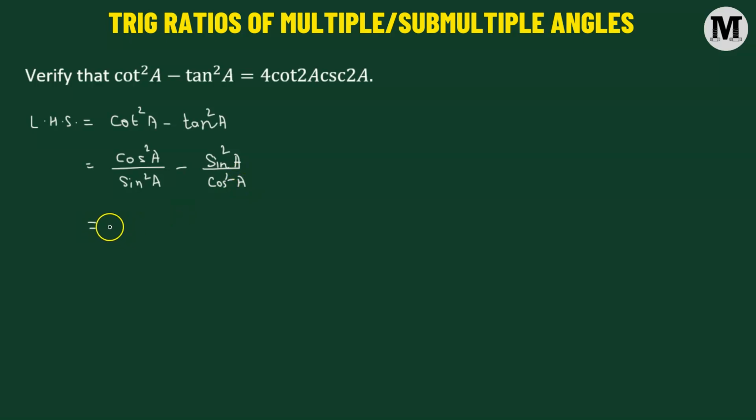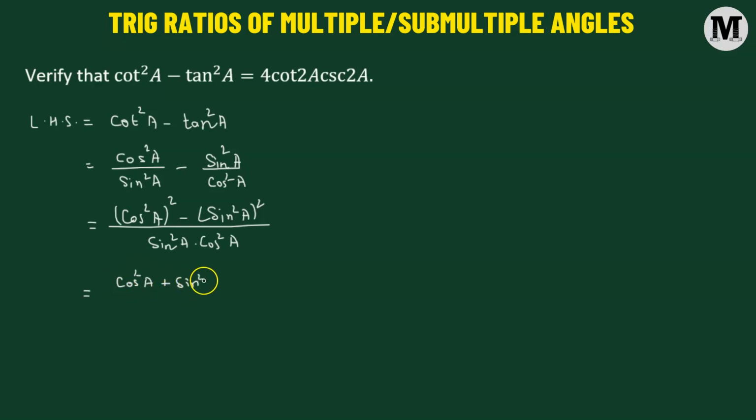Now let's combine the two fractions. In the denominator, we have sine squared a times cosine squared a. Cosine squared a times cosine squared a becomes cosine squared a whole squared, minus sine squared a times sine squared a, which gives us sine squared a whole squared. Now what we have is the difference of two squares in the numerator. That will be simply cosine squared a added to sine squared a, whole multiplied to cosine squared a minus sine squared a.